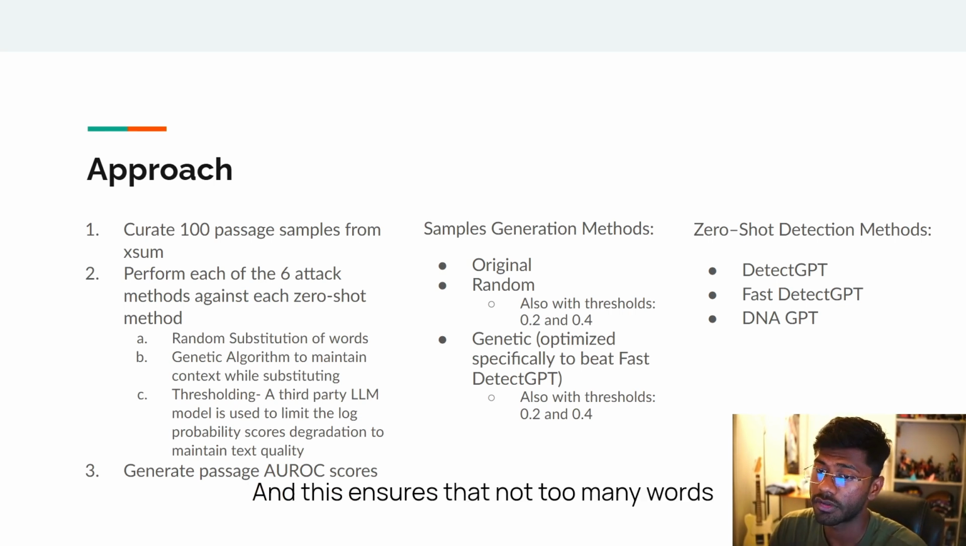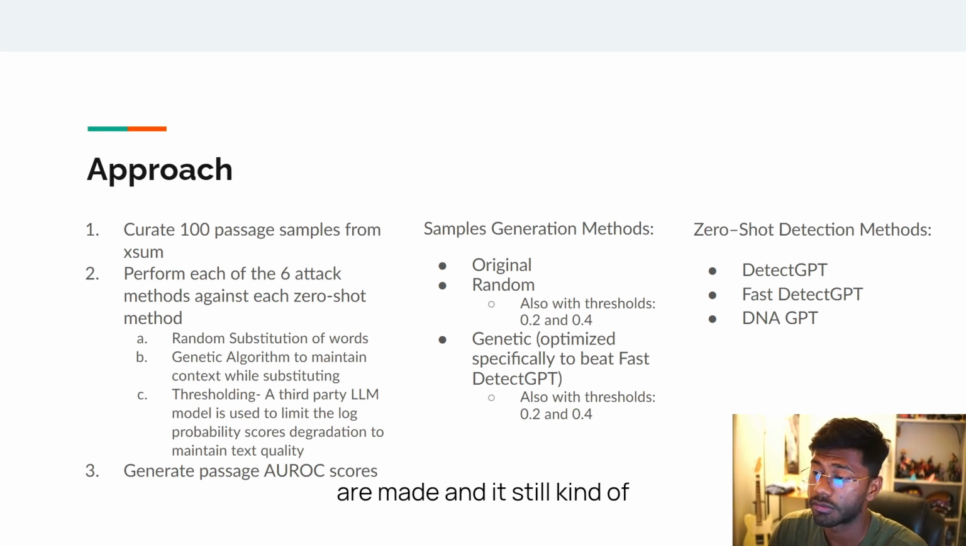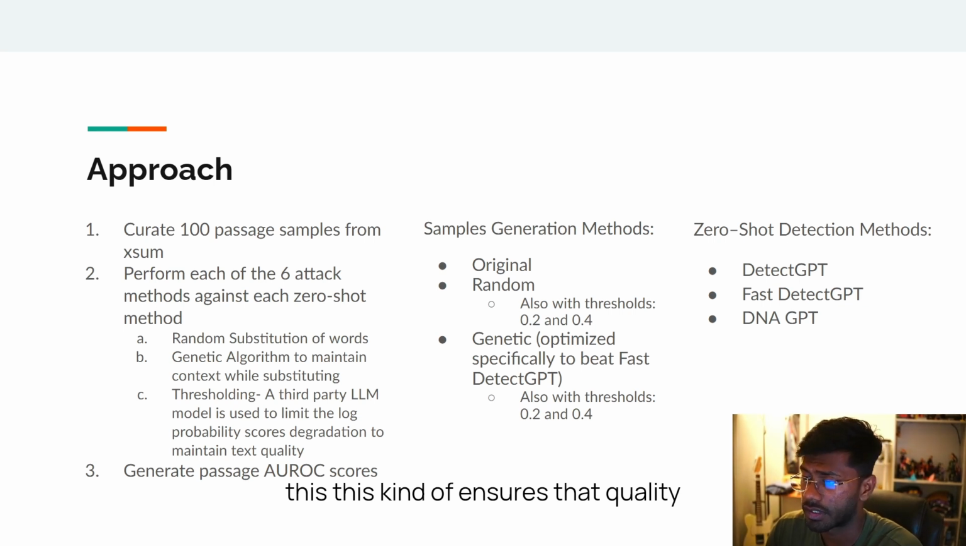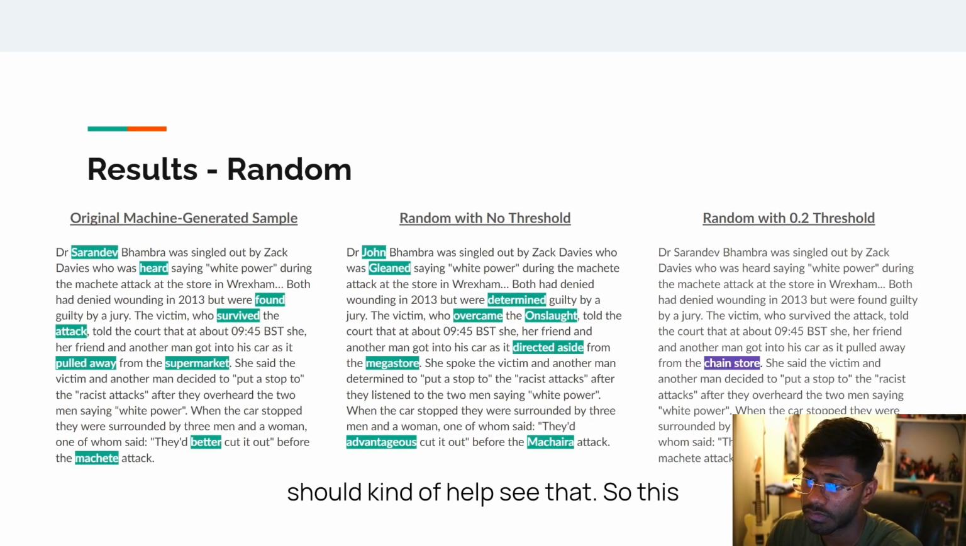And this ensures that not too many words are changed, not too many substitutions are made, and it still remains highly likely with respect to that LLM. And yeah, this ensures that quality and context is not affected too much. We can take a look at some examples, and that should help see that.